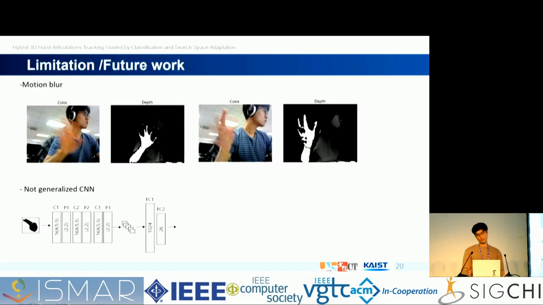Let's move on. In this research, we didn't consider the motion blur. The motion blur happens many times when the hand moves quickly. Unfortunately, in this case, the depth information is not measured. However, the blur information might be good information because there are some related works to estimate the motion from the blur. And our target is a specific pose in ASL, so we didn't design a generalized CNN. So in future work, we will consider the motion blur and design a more generalized CNN for various postures.